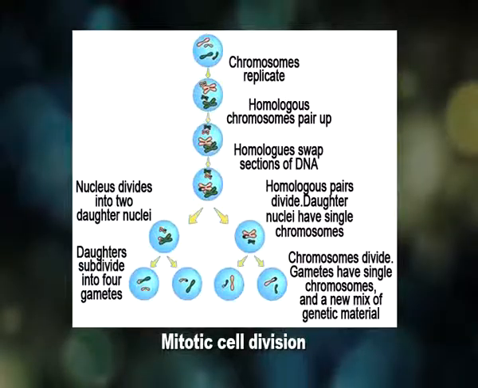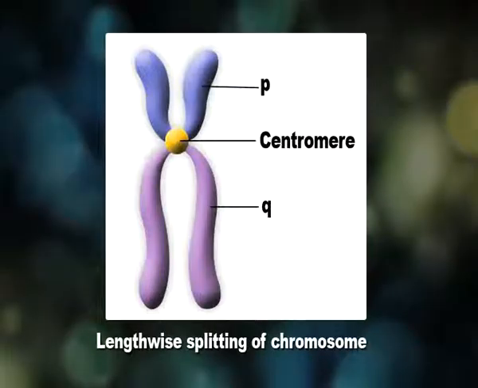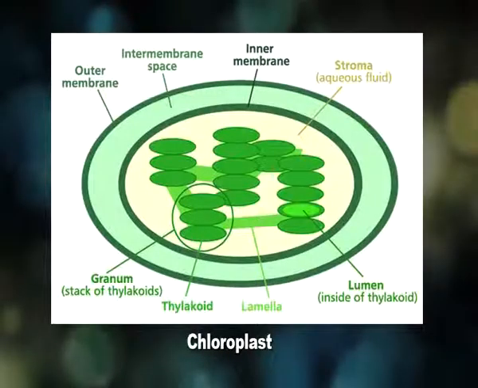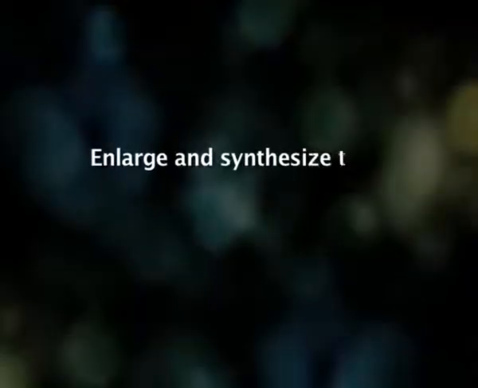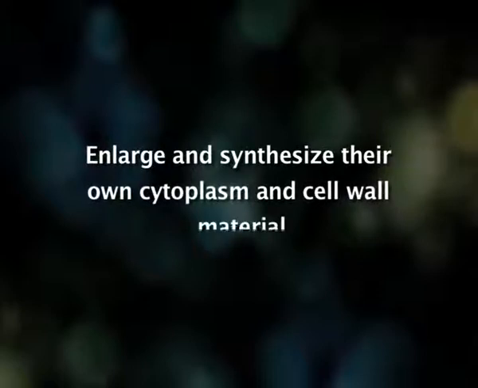Growth as a result of division is based on mitotic cell division. In the stage of mitosis, each chromosome splits lengthwise into two homologous chromatids, which then pass equally into daughter cells. Certain cell organelles, like chloroplasts and mitochondria, apparently duplicate themselves. As a result of division, each of the two daughter cells is only half the size of the plant cell. These cells then proceed to enlarge and synthesize their own cytoplasm and cell wall material.